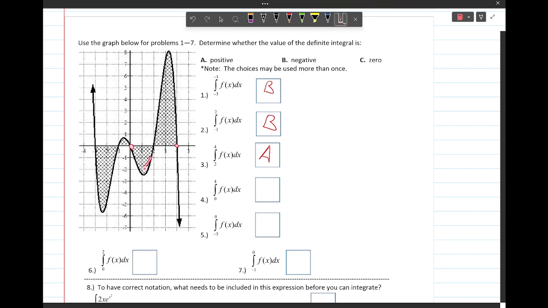0 to 4. This is a much smaller area than this one, so it's going to beat out that one, and it's going to be mostly positive. Yeah, so let me maybe sketch this out. We'll call this region 1 and this one region 2. It goes from 0 to 4. So region 1 is much smaller than region 2, so region 2 is going to dominate, and region 2 is positive, so that's why the whole thing is positive.